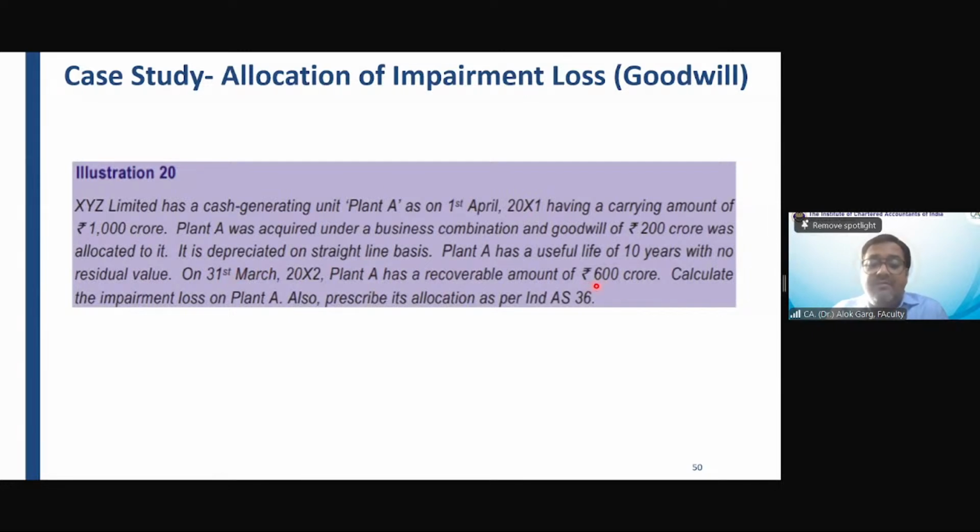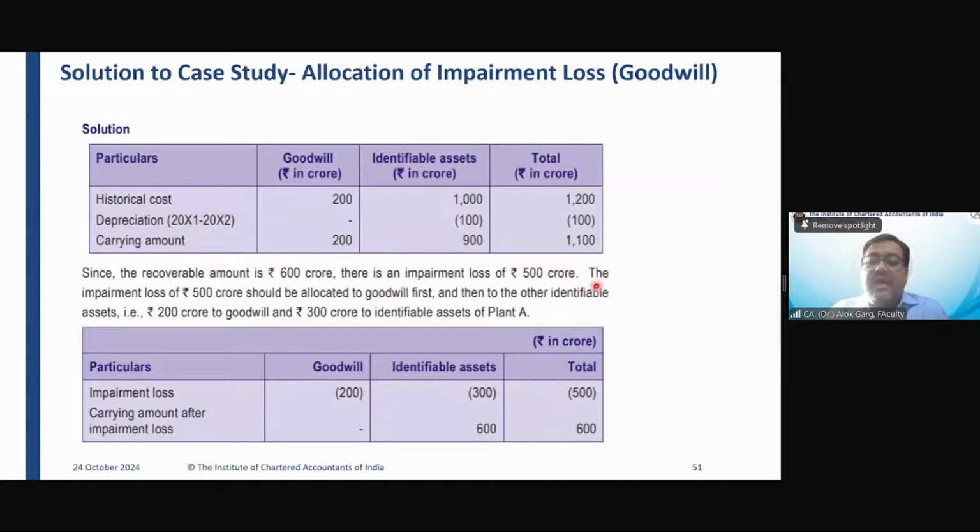So what is the impairment loss on this CGU? 1100 crore is the carrying value of the CGU and 600 crore is the recoverable value. What is the impairment loss? 500 crore. 500 crores is the impairment loss. How will this 500 crore be allocated? First to the goodwill, then to the other assets.